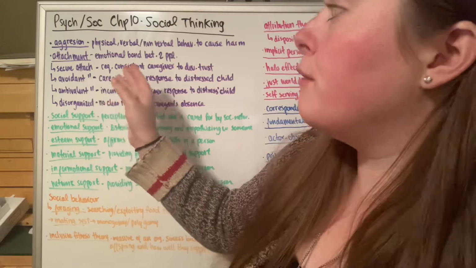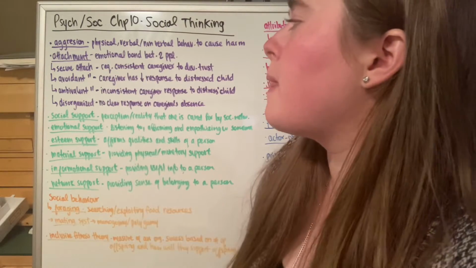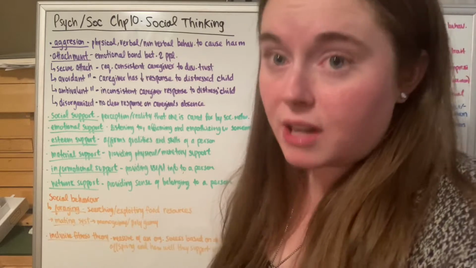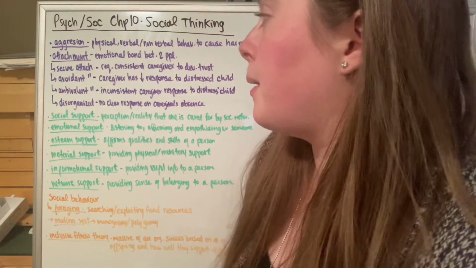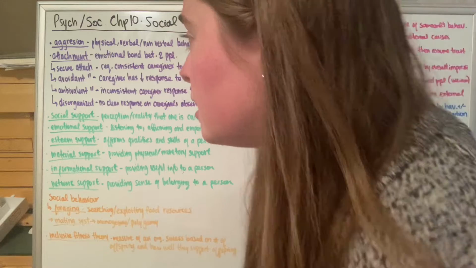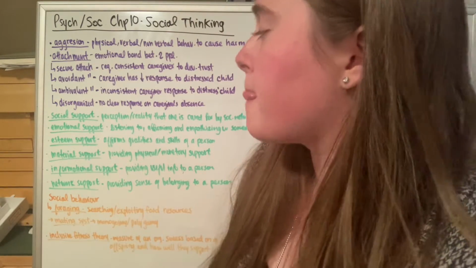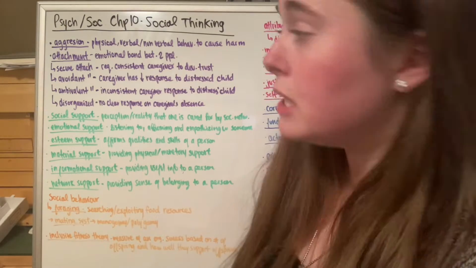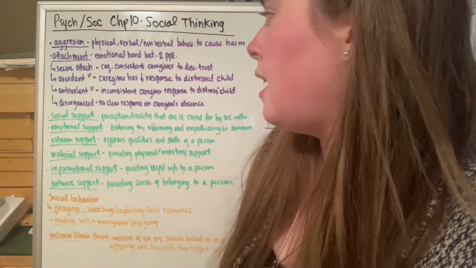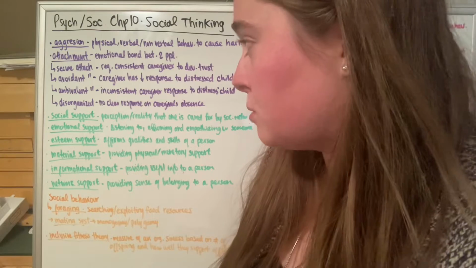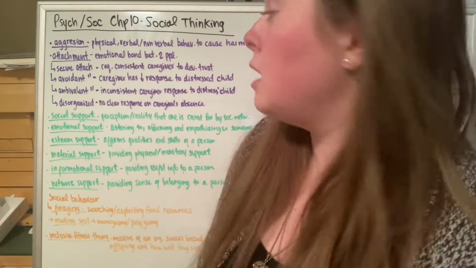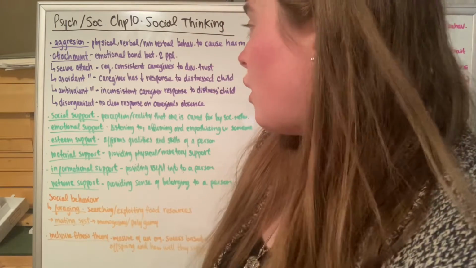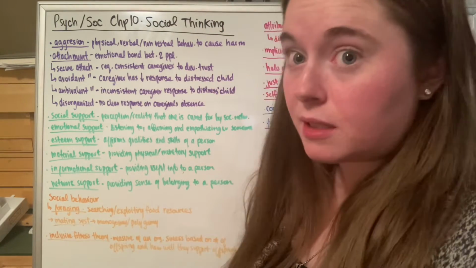Then we have avoidant attachment, which is when the caregiver has a decreased response to the distressed child. We have an ambivalent attachment, which is when there's an inconsistent caregiver response to the distressed child. And then there's a disorganized attachment, where there's no clear response based on the caregiver's absence.